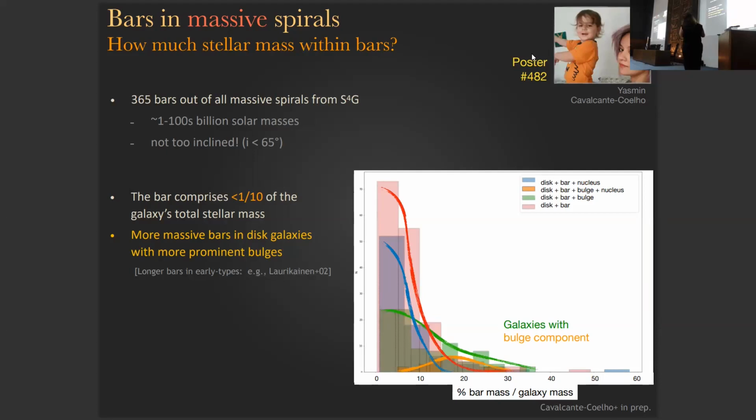What she did was make a distinction between whether the disk has a bar, a nucleus, a disk, and whether it has a bulge or not. Here I have drawn these curves, but you can look at her poster 482. You can see that there's a distinction: these are galaxies that do not have a bulge, and these are galaxies that have a bulge, in green and in orange. So the idea is that we have more massive bars in disks that have bulges.